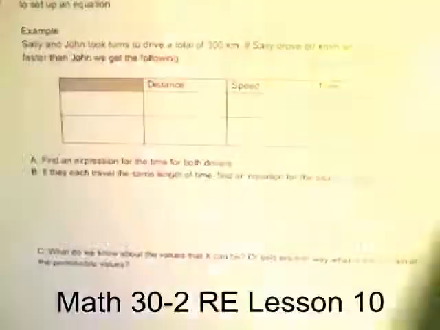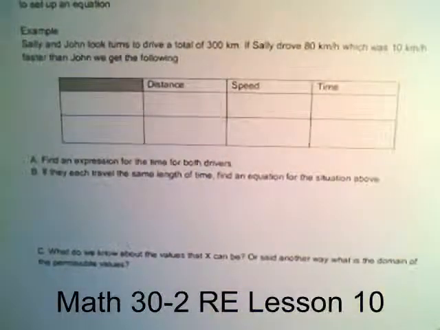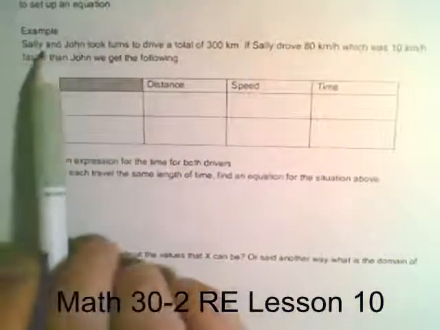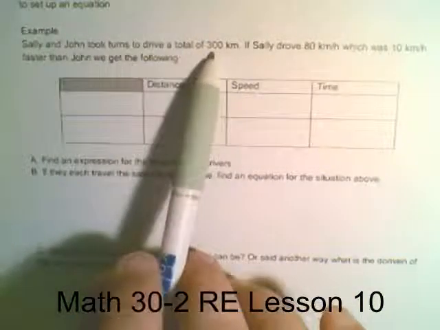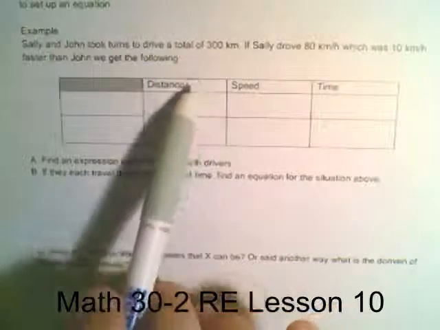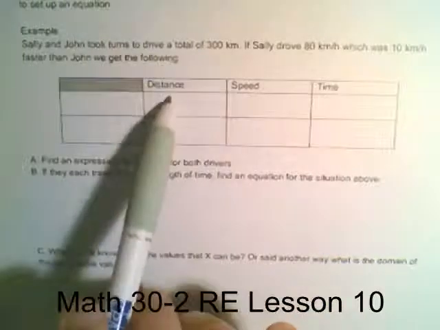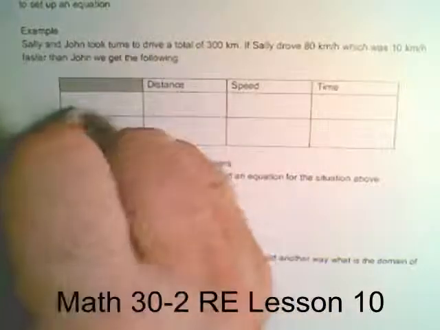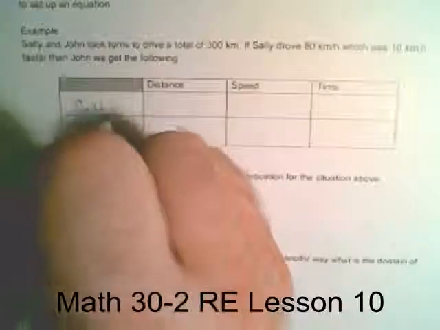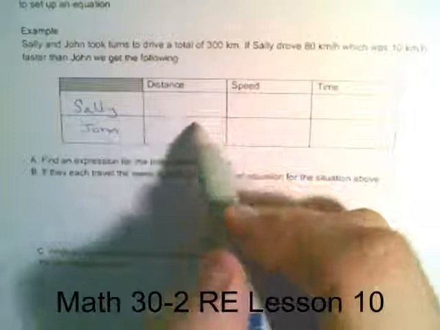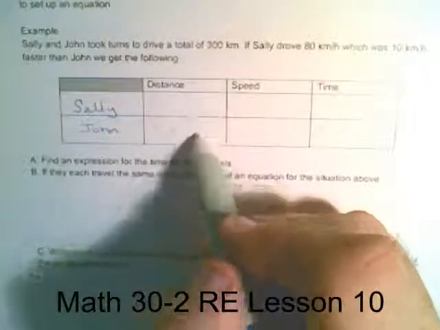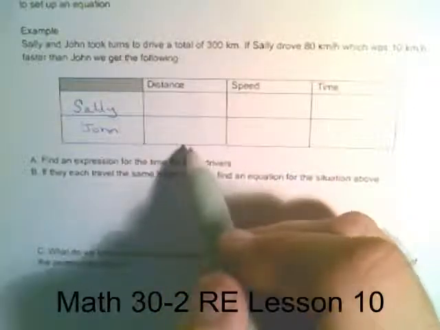So if I look at this example here, I'm just trying to make sure that the focus is here. A lot of these word problems are best done in a table. Sally and John took turns to drive a total of 300 kilometers. Okay? So I know that my cases, I'm just going to go on here, Sally and John. And the total is 300 kilometers. So this distance plus that distance, 300 kilometers.